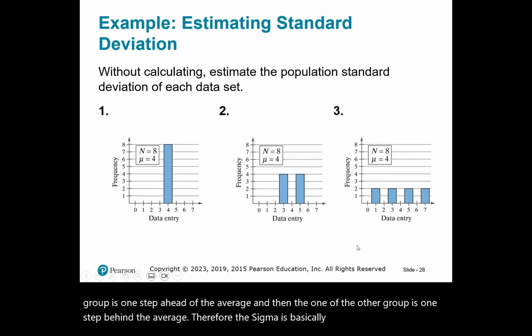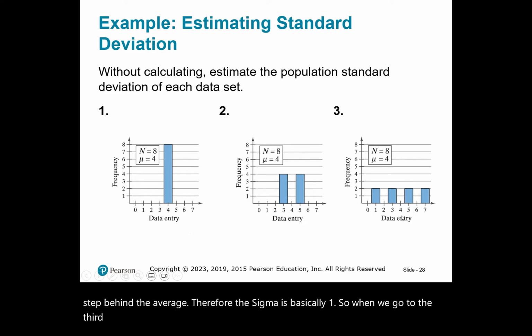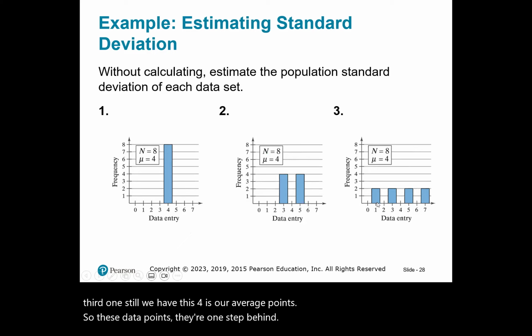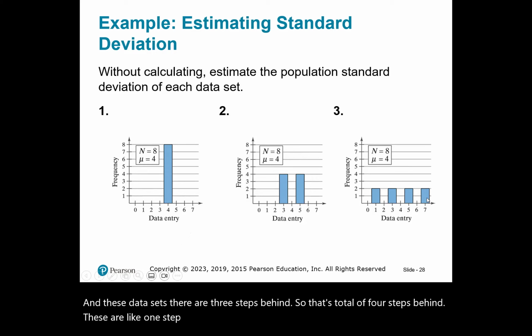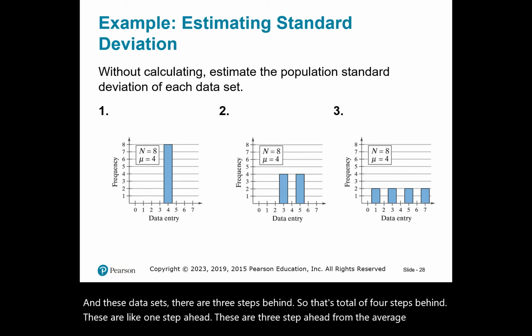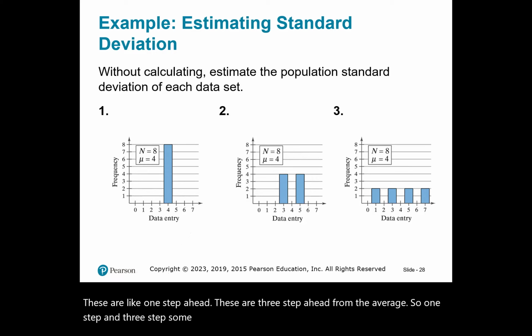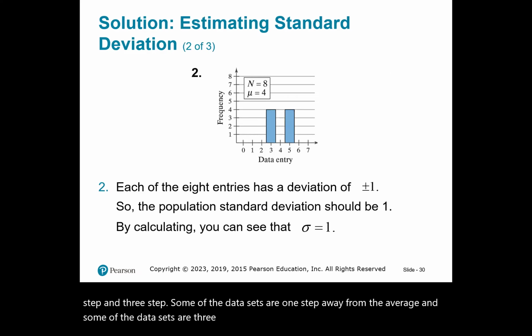So when we go to the third one, we still have this 4 as our average. These data points are one step behind, and these data points are 3 steps behind. So that's a total of 4 steps behind. These are one step ahead, and these are 3 steps ahead from the average. So some of the data points are 1 step away from the average, and some are 3 steps away from the average.